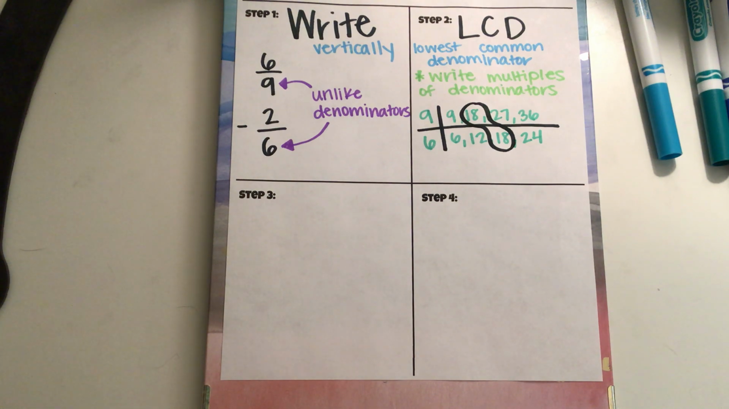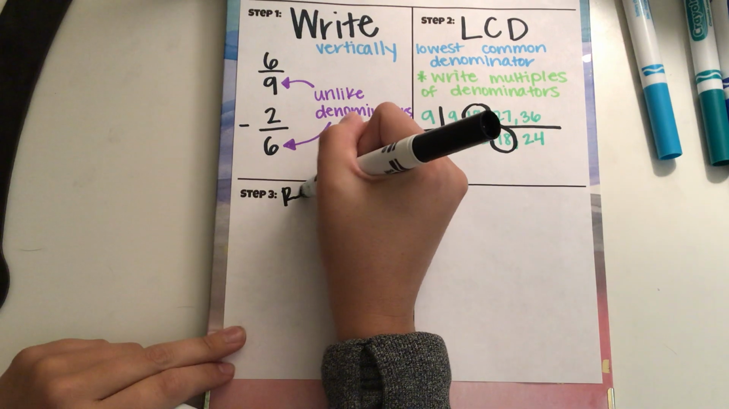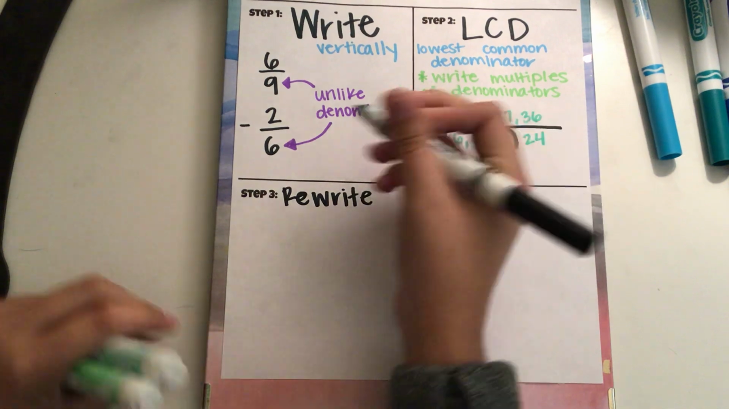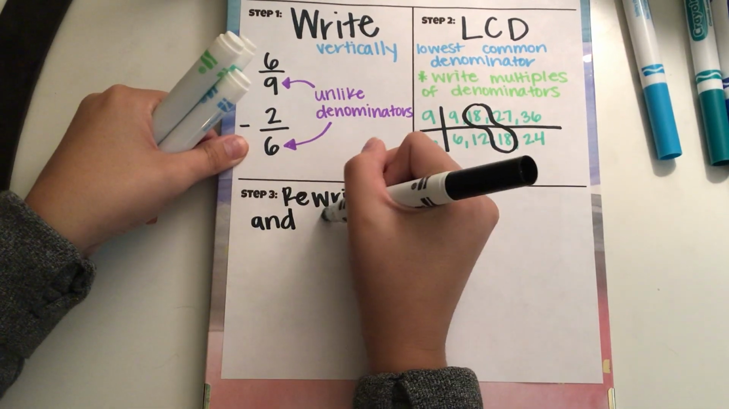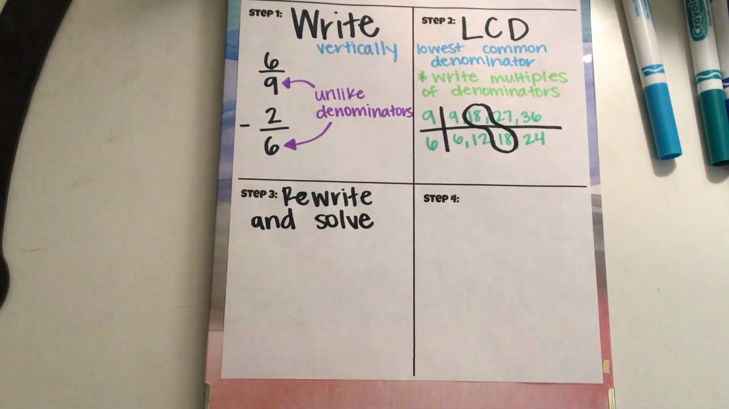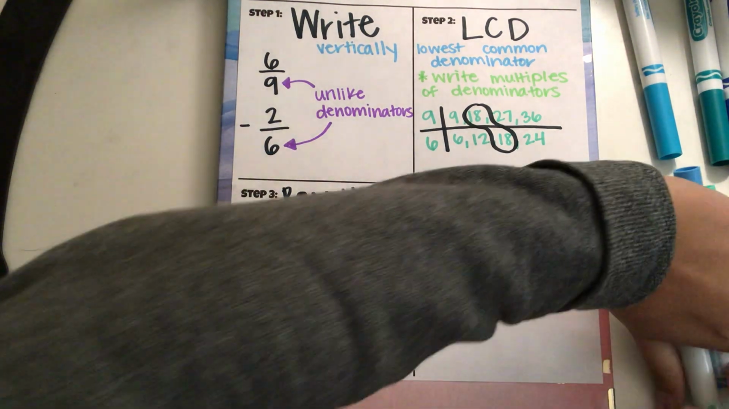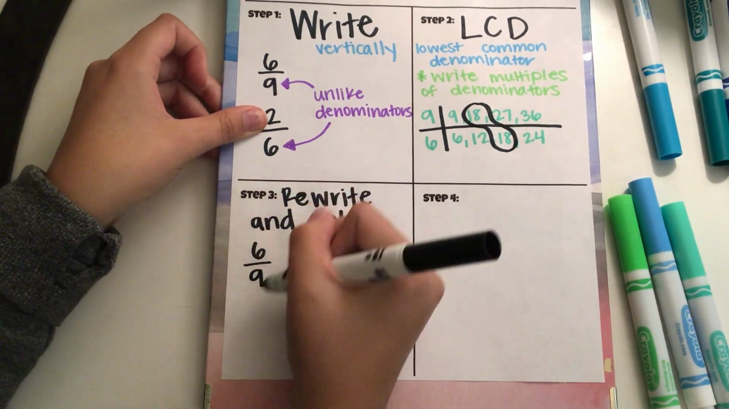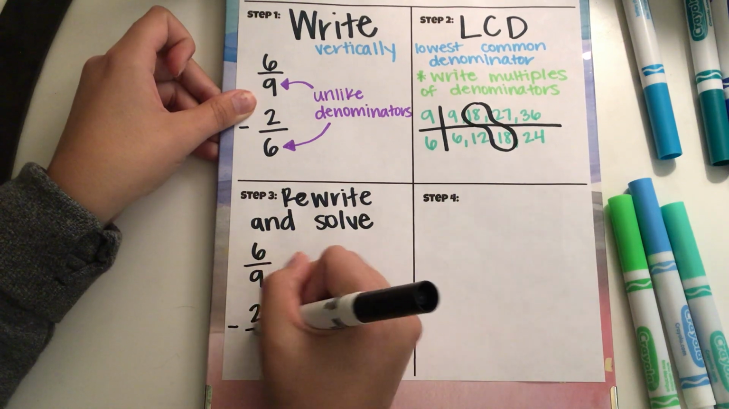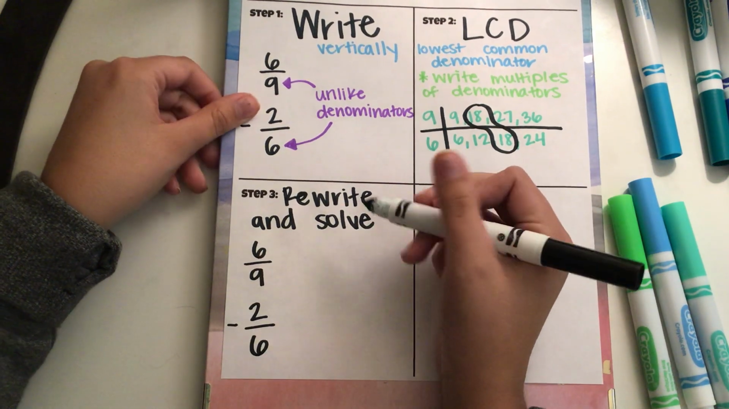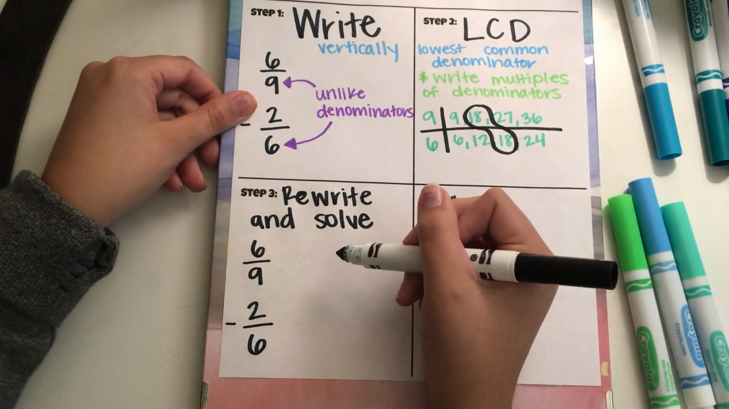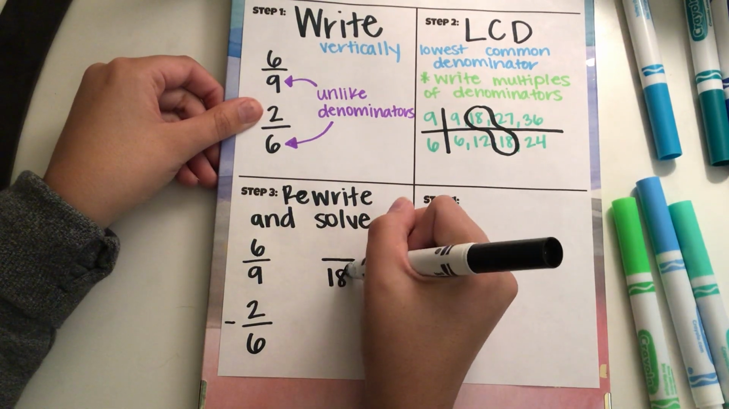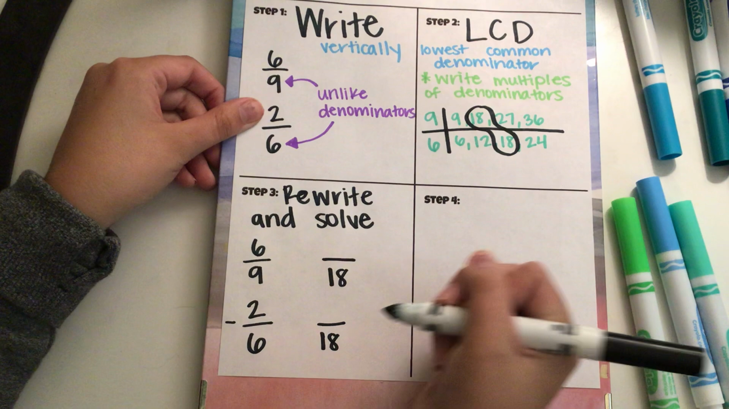Step 3 is the same as yesterday. We are going to rewrite and solve. So we're going to rewrite from up above. So we've got 6/9 minus 2/6. And we need to rewrite this fraction and come up with how we can get our new numerators that go along with our denominator that we found over here of 18.